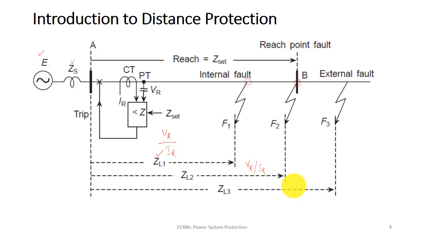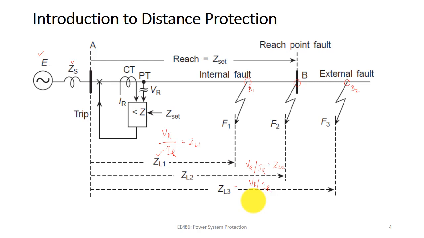That is, if we know the voltage measured at the relay point and the current measured at the relay point, then we can easily find the impedance, right? So this is ZL2, and this is your ZL1. ZL3 will be equal to VR by IR when the fault is at point F3. Let us say this is B1, this is B2.